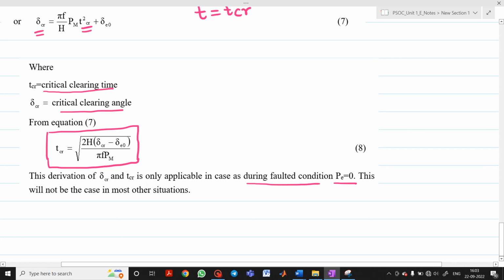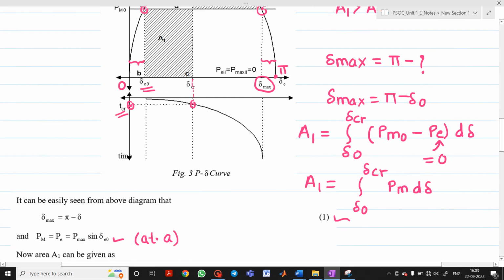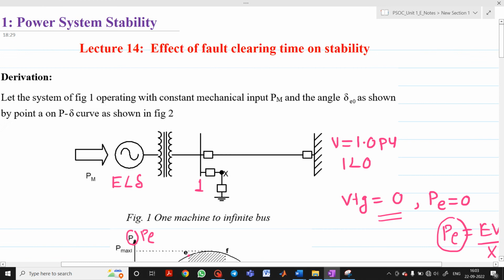Okay. So here what condition have we taken? Here we have taken the effect of the fault clearing time. Here we have considered a fault at this point, that is point X, or on the other hand we can say the fault is there on this bus, that is bus bar 1. This is a very easy concept.